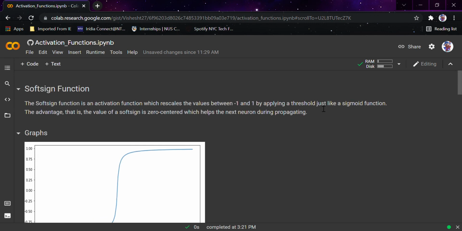I guess only the last 2 to 3 functions are left in this activation function series, and after that we are done with all the activation functions.